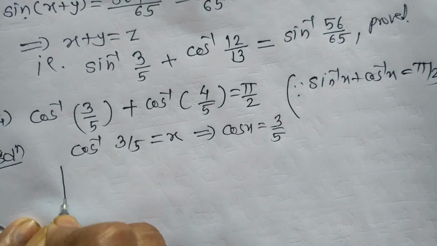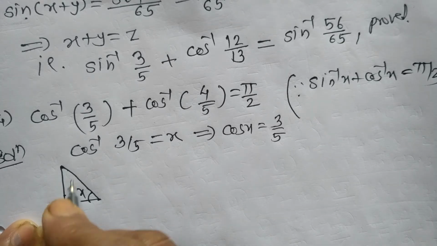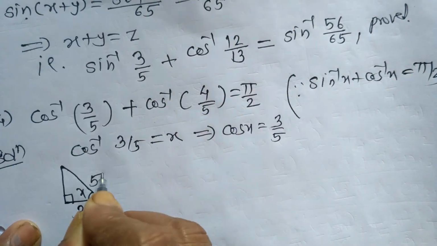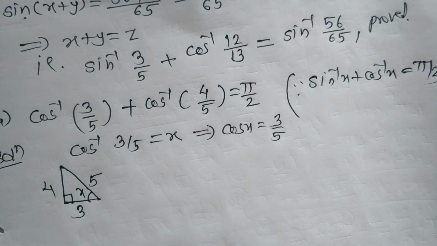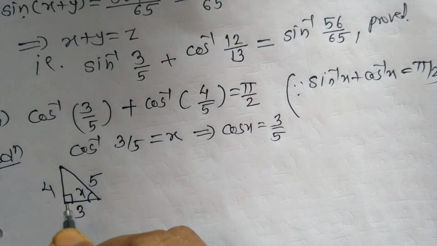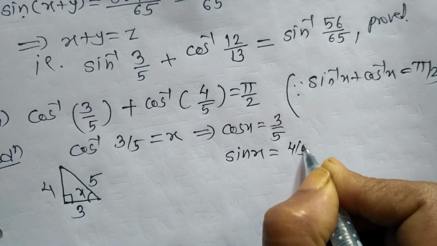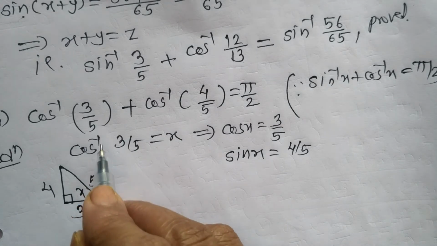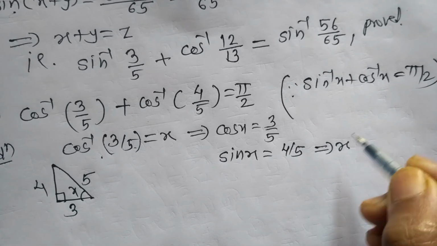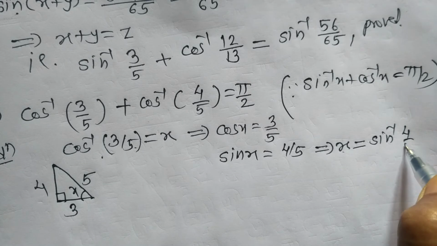Now for this we take a triangle for the angle having measurement x, which is a right angle triangle. So the cosine ratio gives the length of adjacent side upon hypotenuse. So the remaining side of this right angle triangle has length 4. So in the same triangle, for the same angle, we can find the sine ratio. So sin x is equal to 4 by 5. Now as we assume that cos inverse 3 by 5 is equal to x, with the help of this we can find the value of x. What this implies is x is equal to sin inverse 4 by 5.